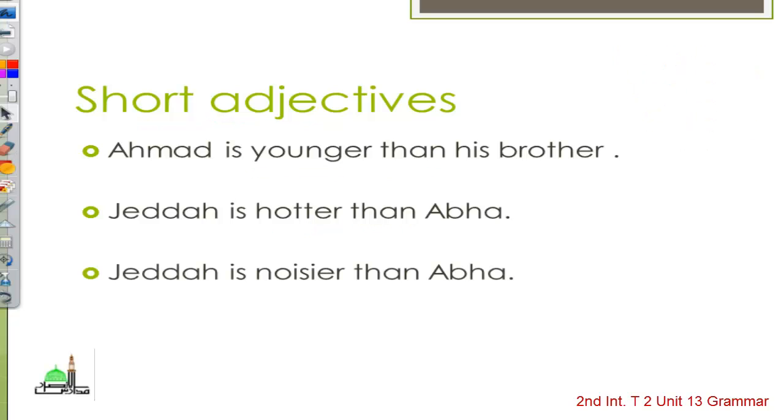Jeddah is noisier than Abha. Look at this example carefully. What can you see? Jeddah is noisier than. Again, ER and than. So what is the base of this adjective? It is noisy. N-O-I-S, then S-I or S-Y? S-Y, that's noisy. So what happened to noisy?